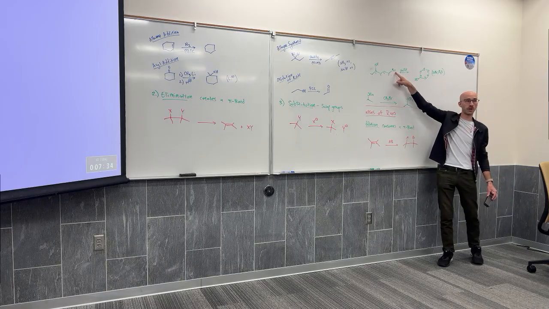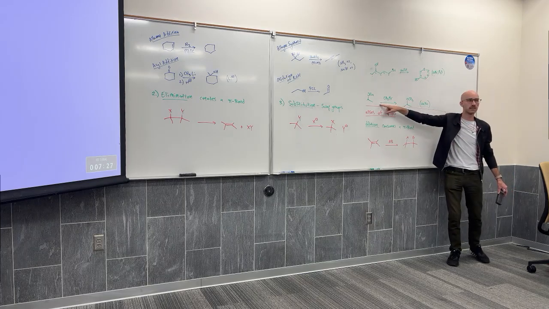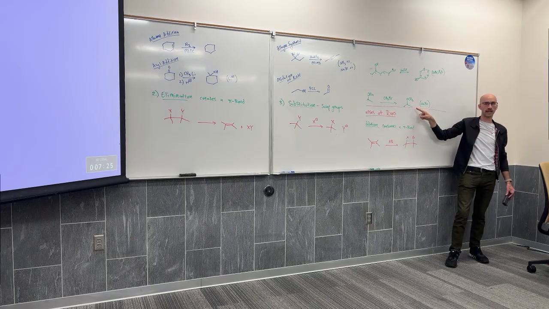Carbon 5 was bonded to bromine. Carbon 5 is bonded now to sulfur. What kind of reaction was this? Was a pi bond created? Was a pi bond consumed? So then what group swapped?